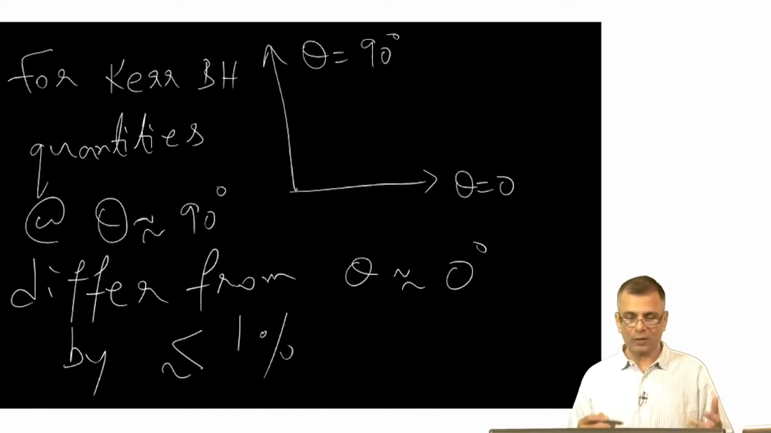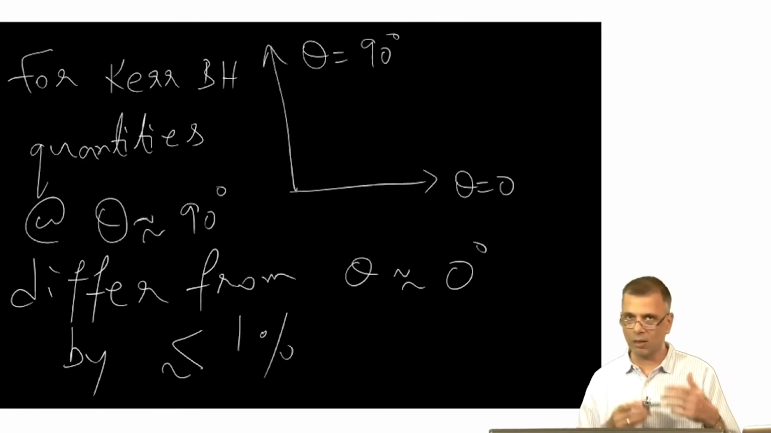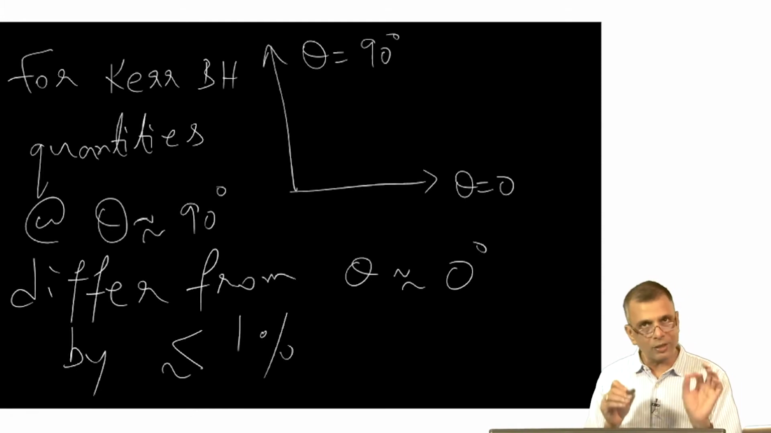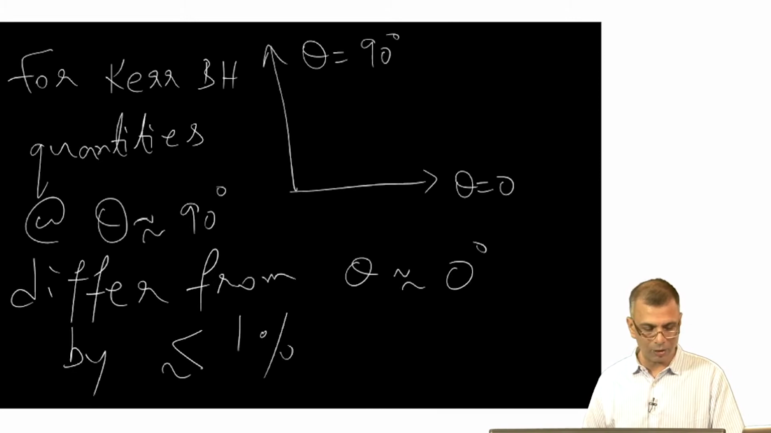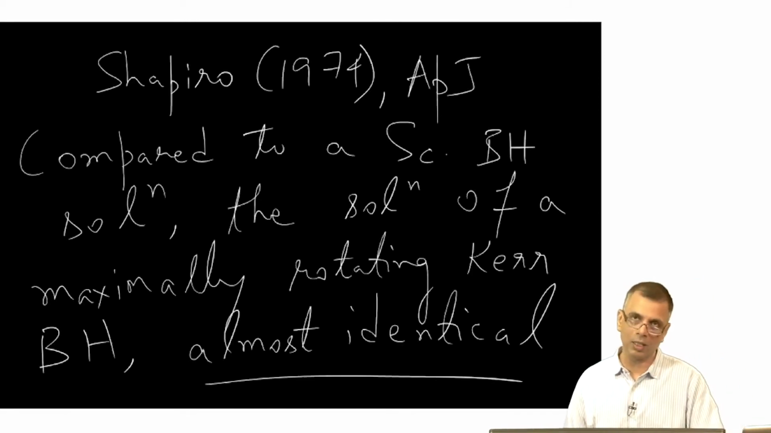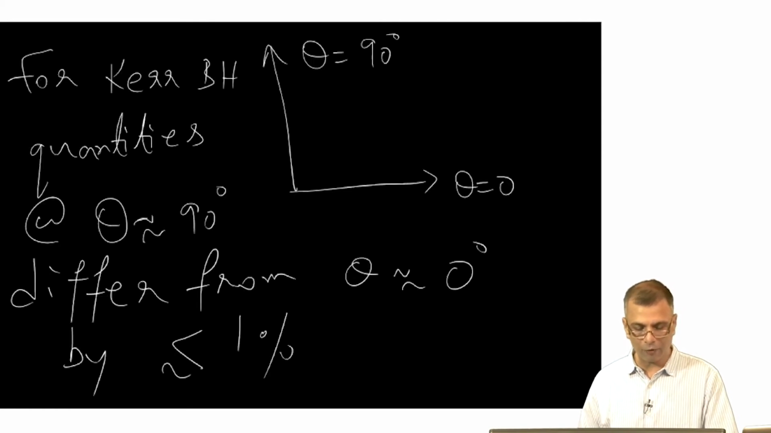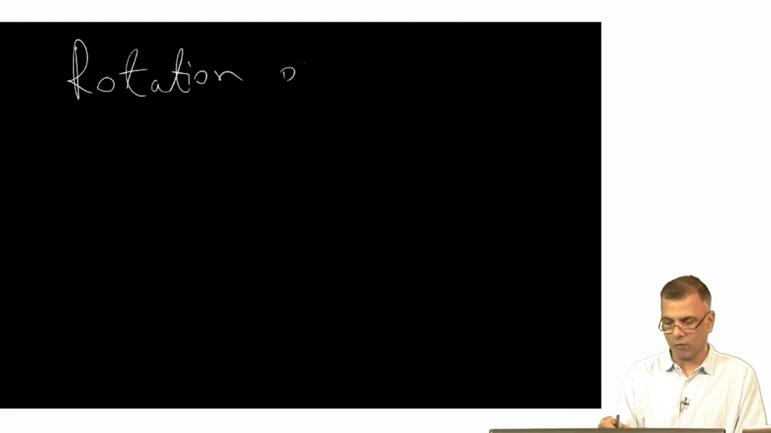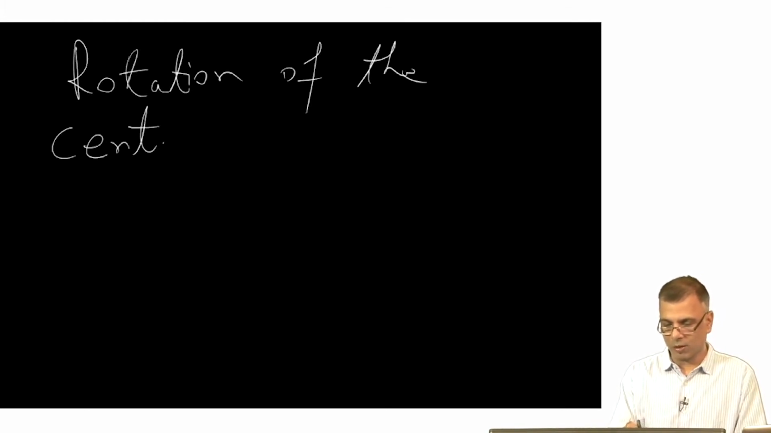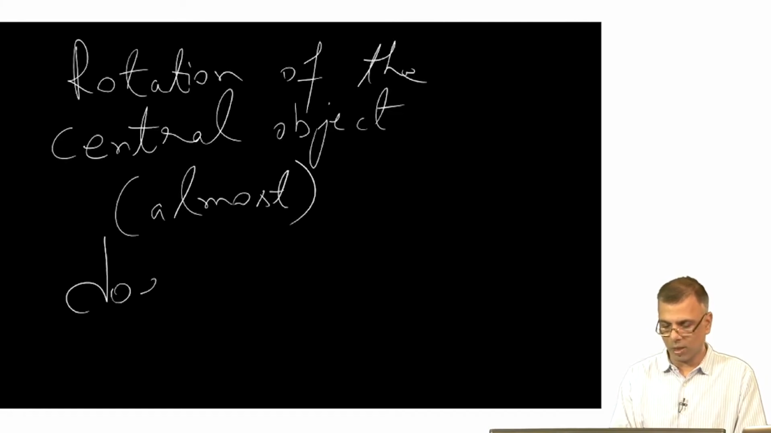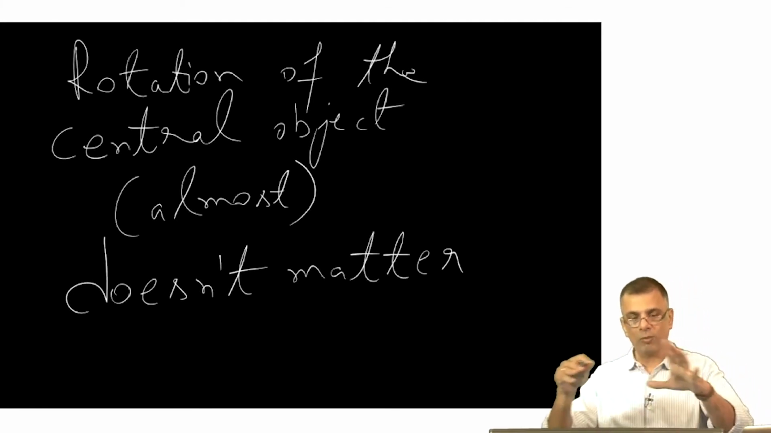If there was a big difference, you would expect quantities, by which I mean density, velocity, all physical quantities, to be appreciably different along the rotation axis as compared to the equatorial axis. It turns out that there is a difference, but the difference is very small. It's just about 1%. And this was the finding of Shapiro. There have been somewhat more sophisticated treatments than that of Shapiro later on, and they have found essentially the same result. So, bottom line, rotation of the central object almost doesn't matter, as far as the geometry of the accretion flow is concerned.